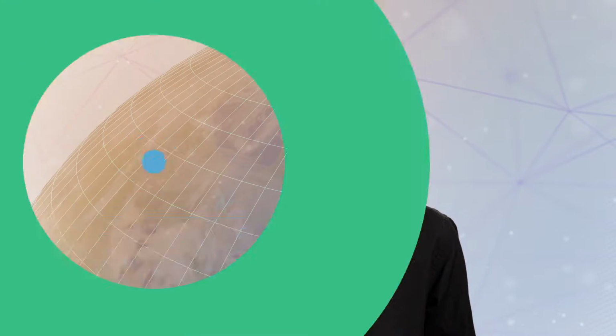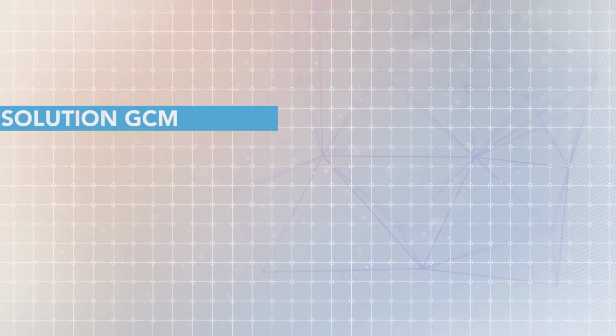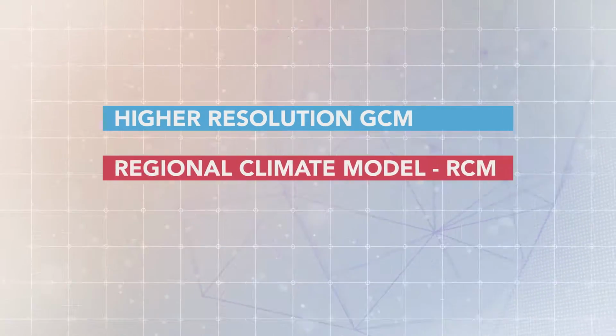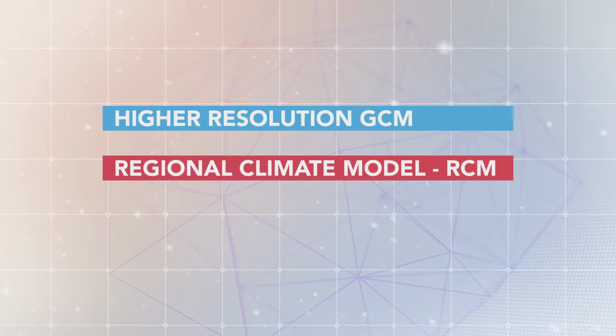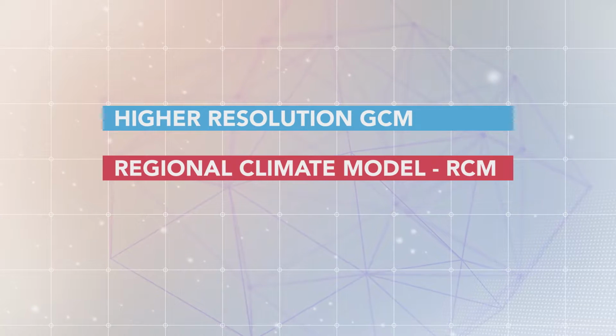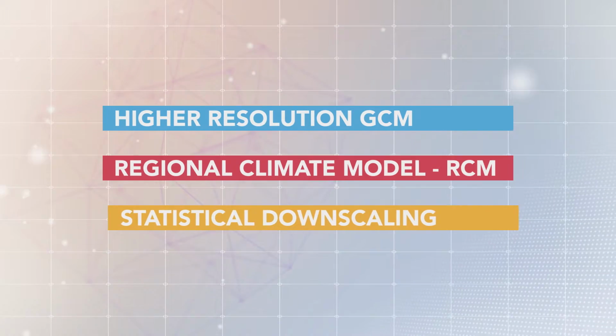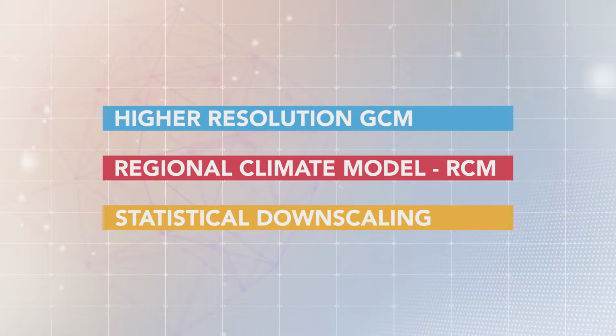As a result, the current generation of GCMs produces results at spatial scales that are too coarse for many decision makers and climate impact researchers. Finer scale climate information is usually obtained in three different ways. First, by running a higher resolution GCM. Second, by implementing a high-resolution nested climate model using the boundary conditions provided by the surrounding GCM. And third, by using statistical downscaling methods.